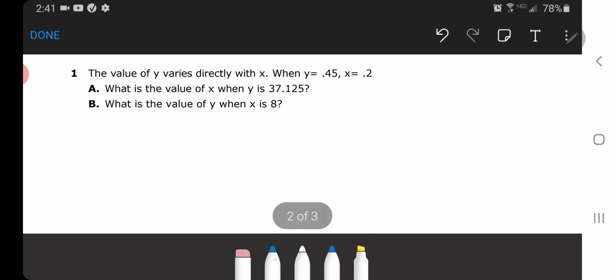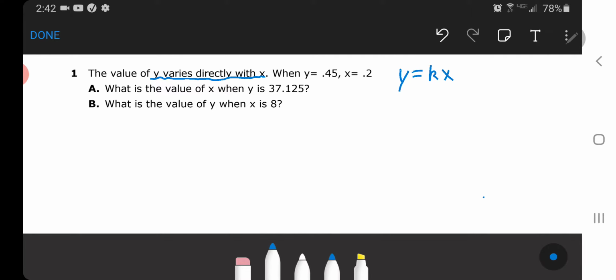Let's see here. In the first problem, the value of y varies directly, so direct variation, with x. So y varies directly. Key. Makes life easy. When y is 0.45, x is equal to 0.2. So once again, we're trying to get in the form y equals kx, since it's direct variation. All we got to do is find our k. And once again, k equals our given y over our given x. So we can take 0.45 and divide it by 0.2.